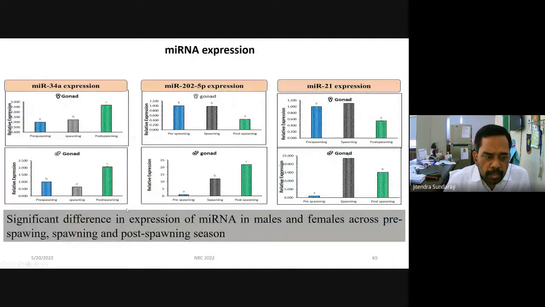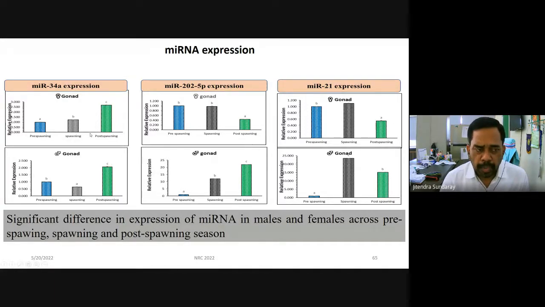So what we did actually, we could see the significant difference in the expression of the miRNA in the males and females across the pre-spawning, spawning, and post-spawning season. You can see this microRNA 34, 32025P, 21, and then you can see that this is in the male gonad, this is in the female gonad, and this is in the male gonad, again this is in the female gonad, right? So you can see the difference of the expression pattern actually, pre-spawning, spawning, and post-spawning.